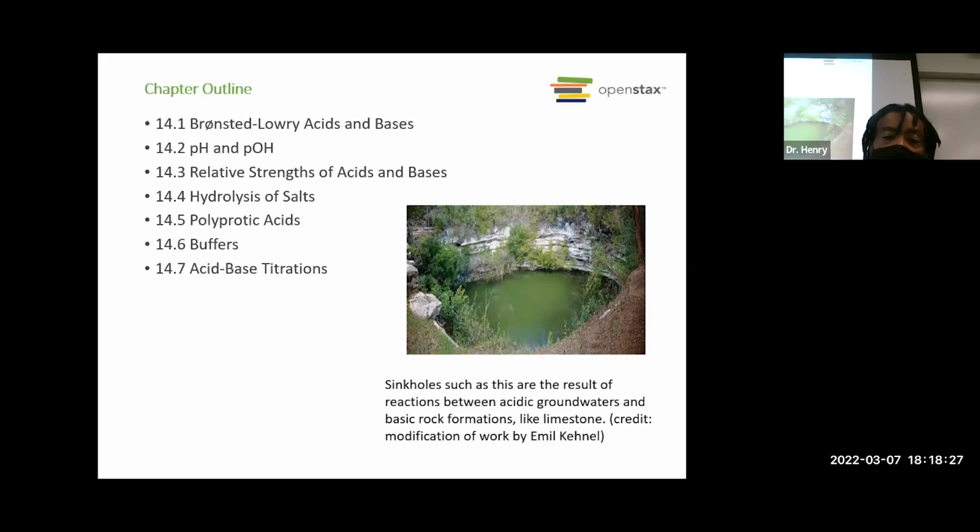Okay, so here, this is basically a sinkhole. If you look at the sinkhole, it has acidic properties because it has acidic groundwater. If you test the pH of that water, it'll probably be around 3, 4, or 5. And then you also have basic rock formation, so that's going to act as our base.